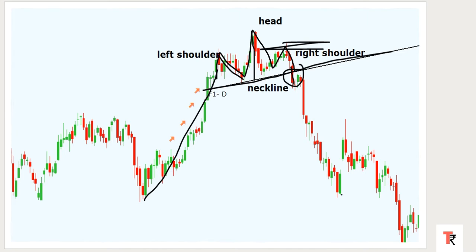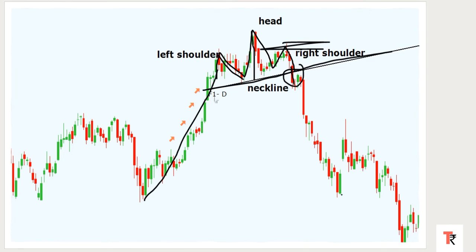And one more thing, if you're taking any short positions, once the breakdown happens, if the price breaks this neckline, you will also check the volumes, because the volumes also support. If the volumes are not that good, you might not get the move. The chart pattern is considered more reliable if there is an increase in volume when the price breaks the neckline.